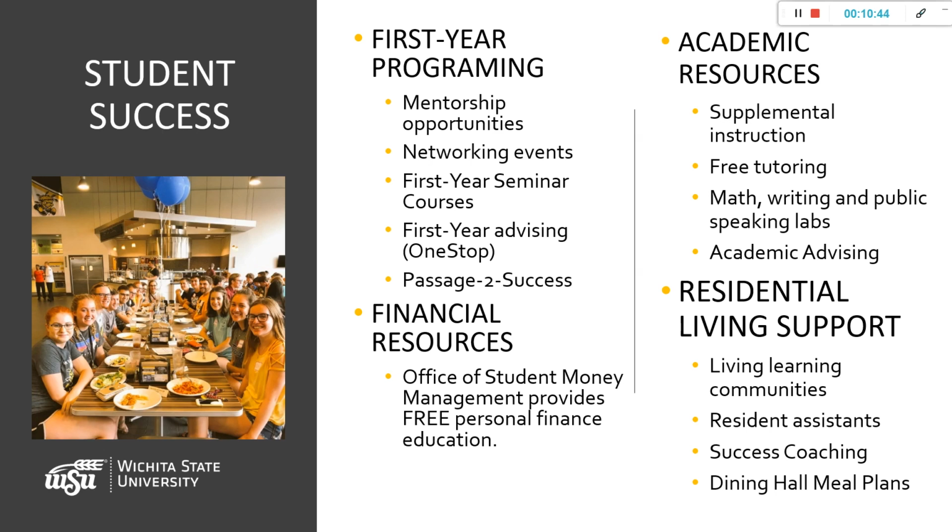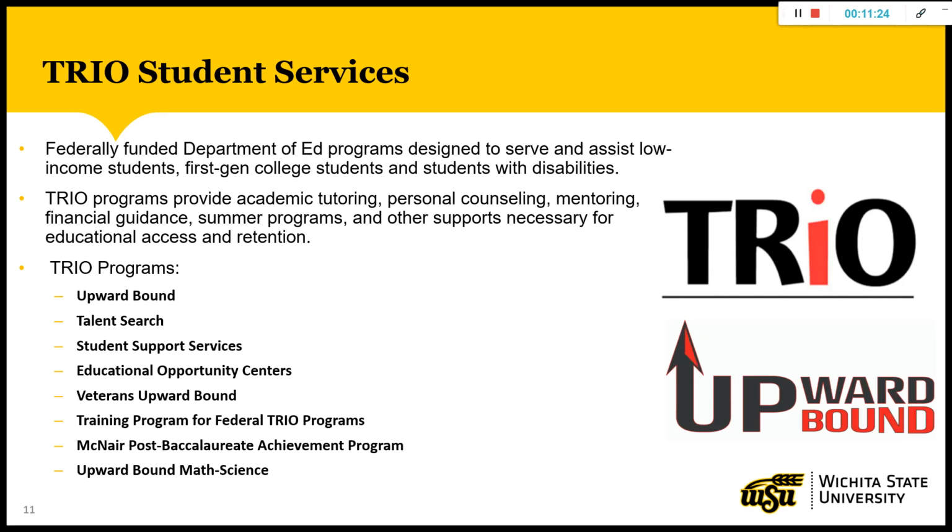And then residential living support. This can include, we call them living learning communities at Wichita State. These are basically groupings within the dorms where students who have the same major can all live in the same kind of block of dorms on campus. So that's good for building those study groups and building that community among students who are studying the same thing as you. We also have resident assistants, RAs for short, very common on most university campuses. Success coaching, and then meal plans to help make sure that your student is eating right while they're on campus as well. Meal plans are super important for those dining halls as well.